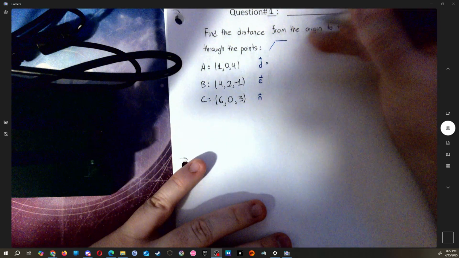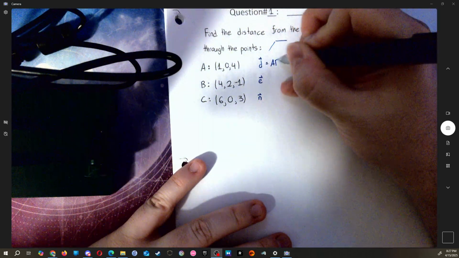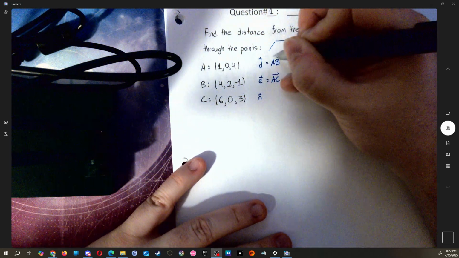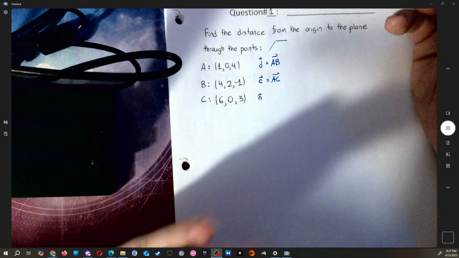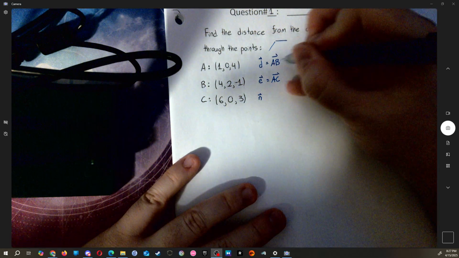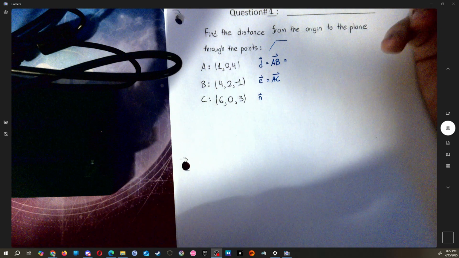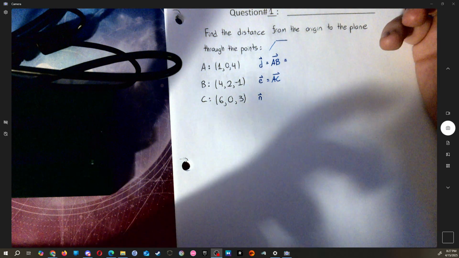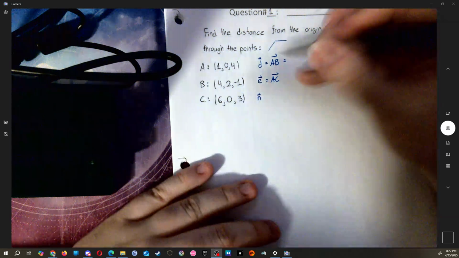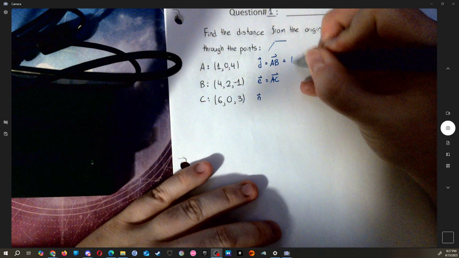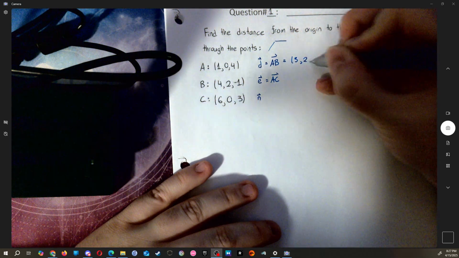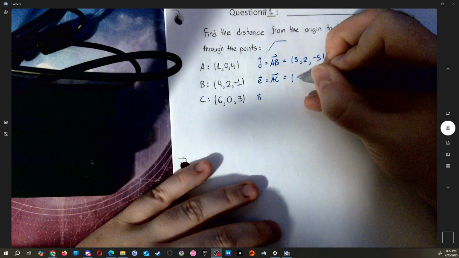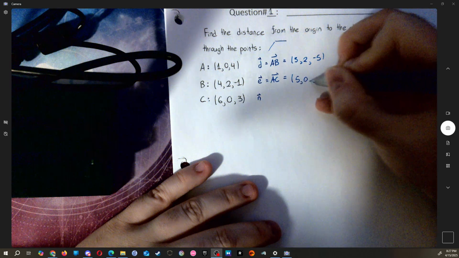D is just going to be AB. This is just going to be AC. You can use any two combinations, right? You could do BC and BA. It's going to give you the same thing. Well, your values will look different, but you'll still get the same final answer because the distance between the point and the plane is still going to be the same. So, doing my calculation here, I've got 3, 2, negative 5. And for AC, I've got 5, 0, and negative 1.